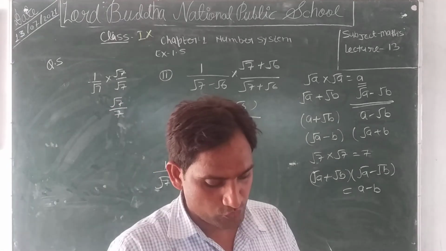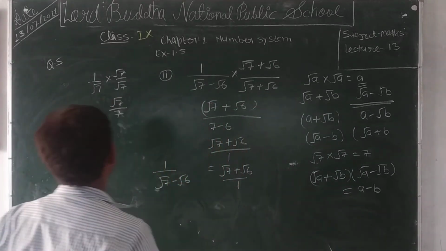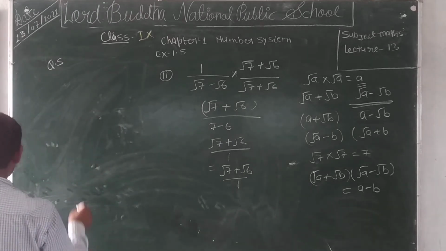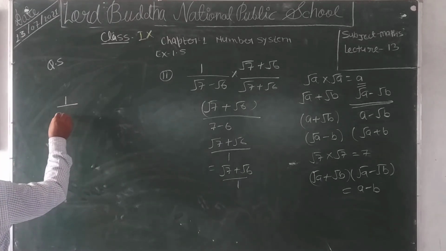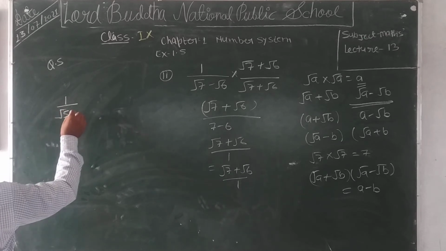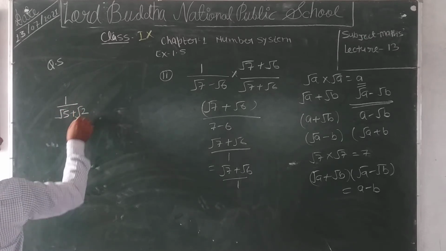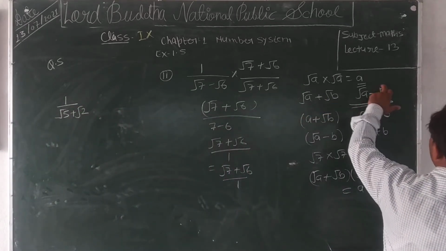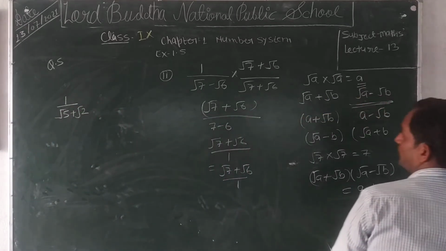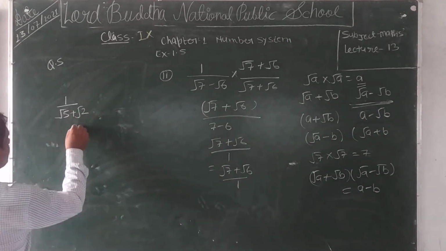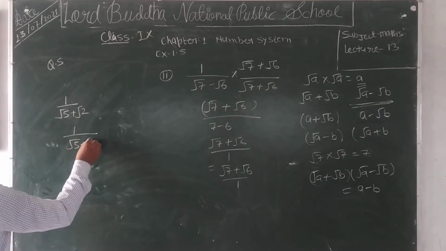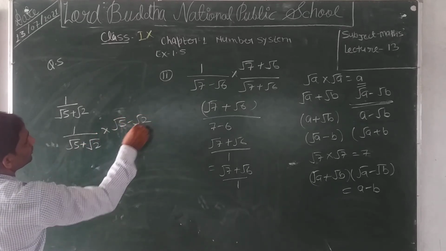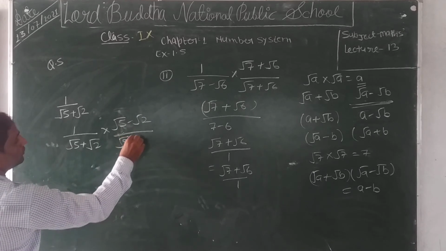Now, we see the next one. Third part. The third part is 1 upon root 5 plus root 2. This is also our form, root a plus root b. Its rational factor will be root a minus root b. Means we multiply it by root 5 minus root 2 upon root 5 minus root 2.